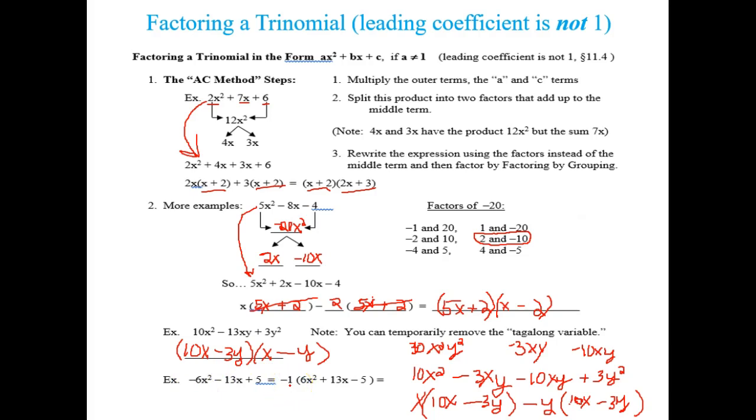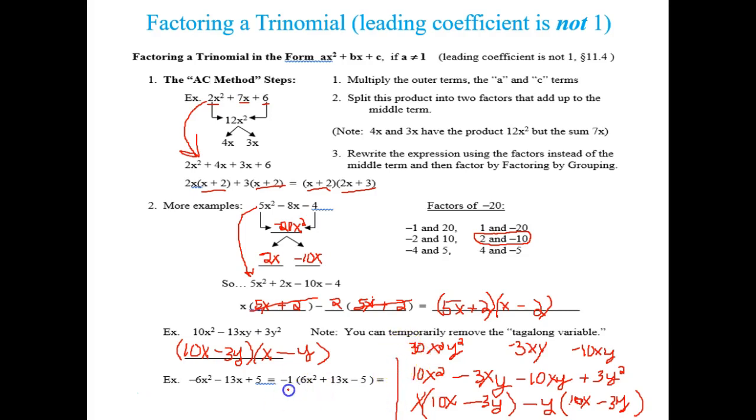You don't have to do this, but I think it's helpful. But after you take out the negative 1, you still have a 6 for the leading coefficient, so we're going to use the AC method. So the AC method, let me draw a line here.